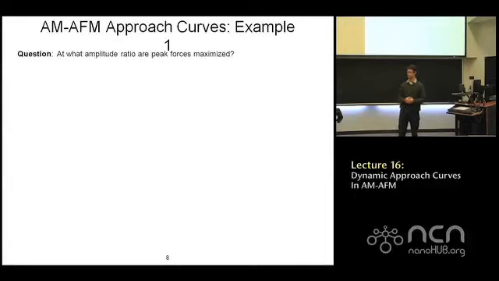scan over the sample to create an image in amplitude modulation. One thing we might be particularly concerned about is how much force we're exerting on the sample, because the image we create is ultimately going to be related to the forces, and we want to have some measure of that. So the question for you guys is, at what amplitude ratio are the peak forces maximized from the simulation?